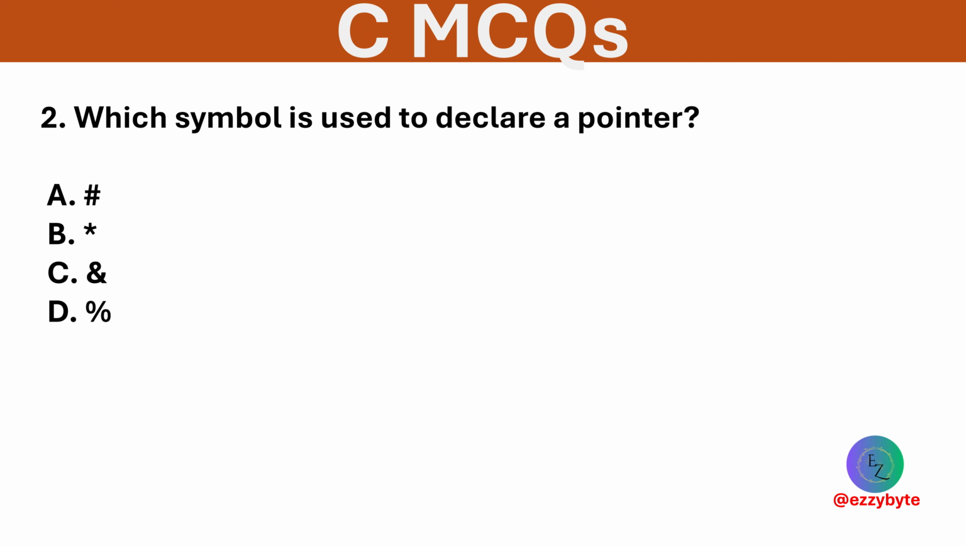Which symbol is used to declare a pointer? Options are hash, asterisk, ampersand, percent. Option B is correct. The asterisk is used to declare a pointer.